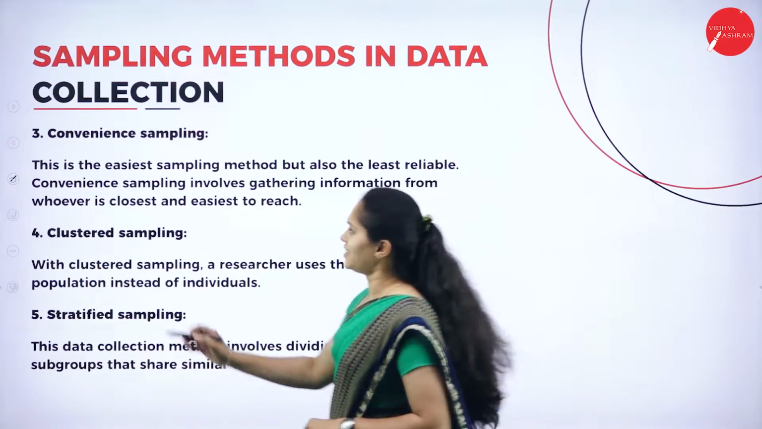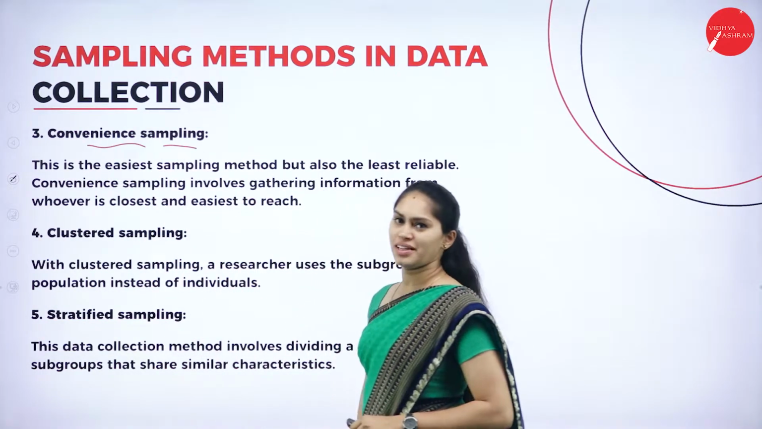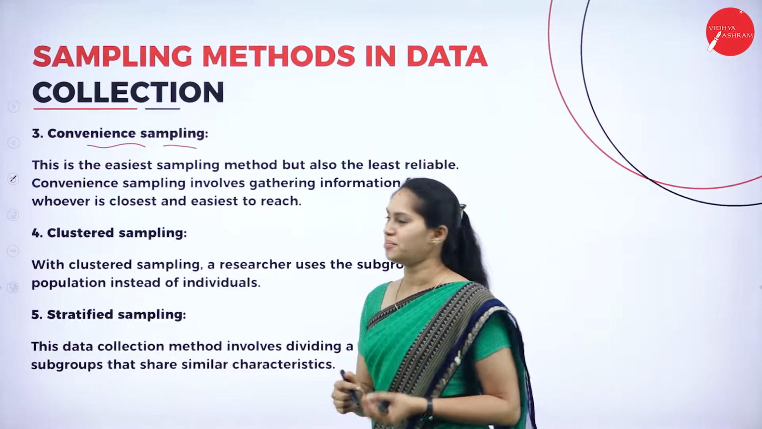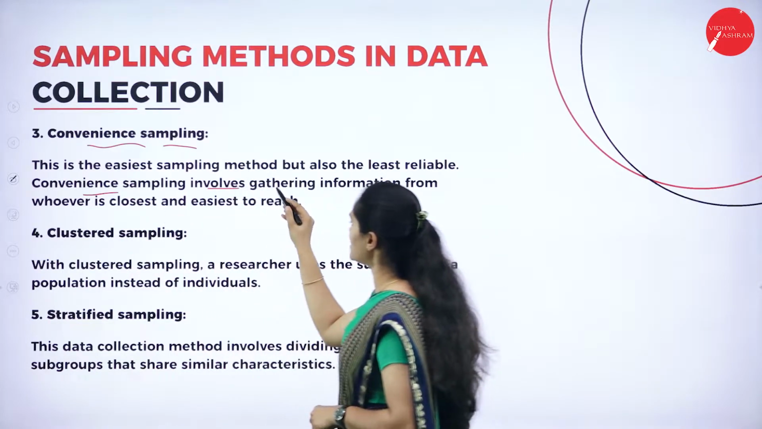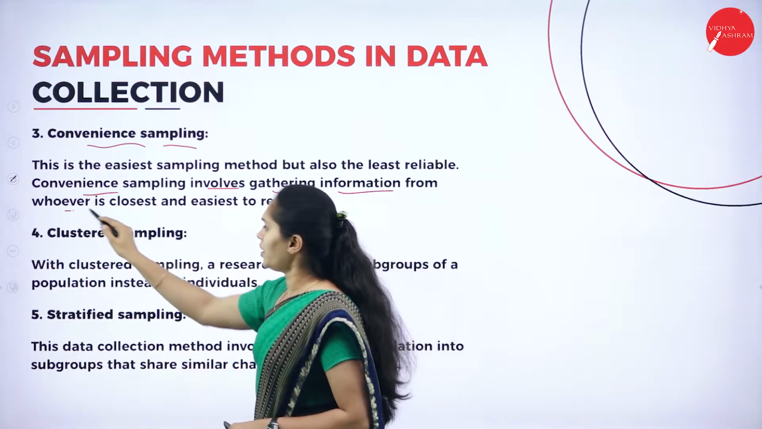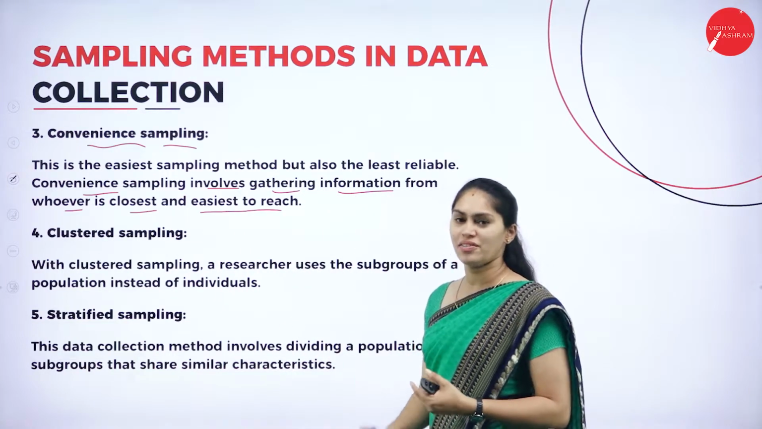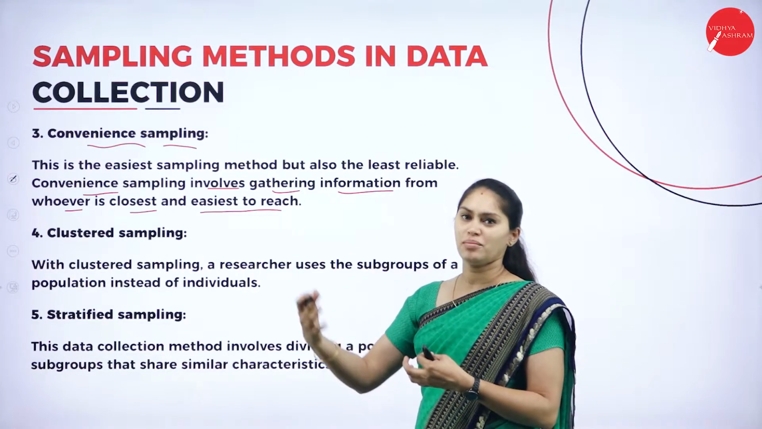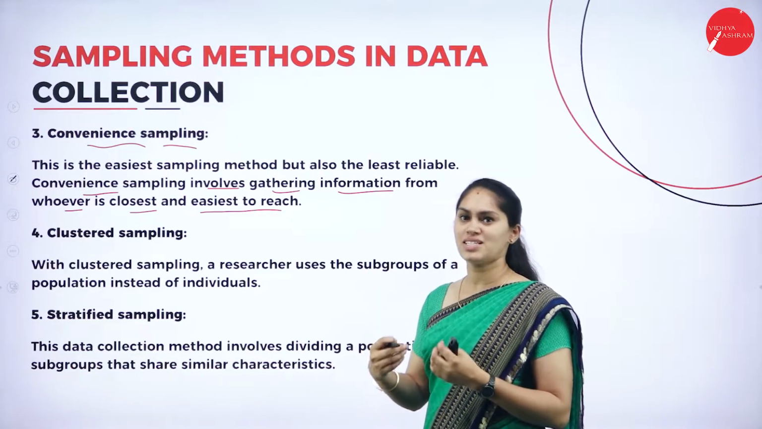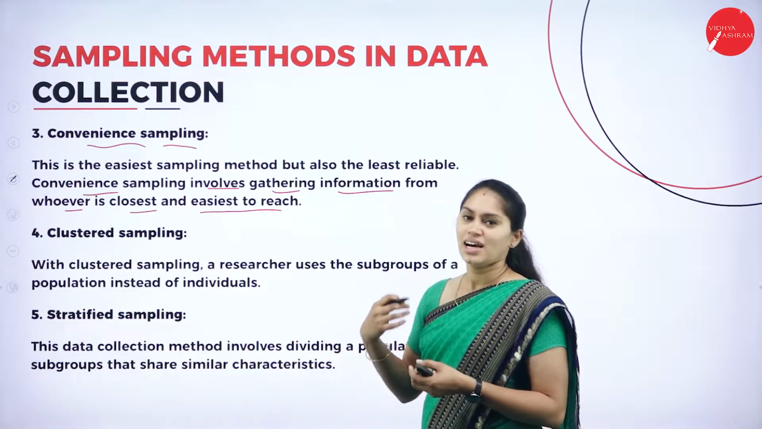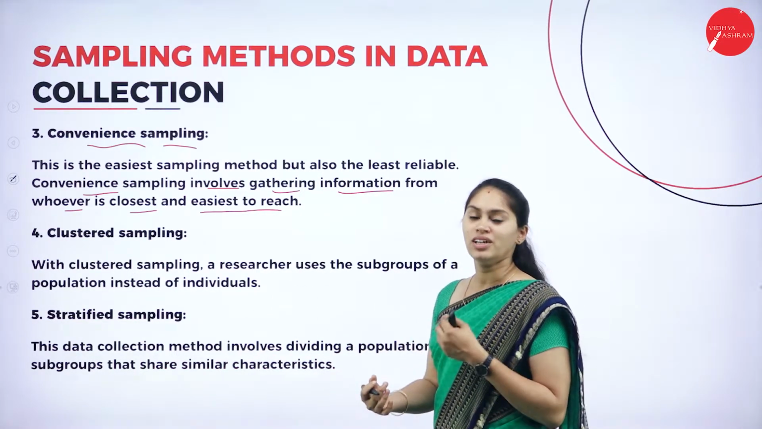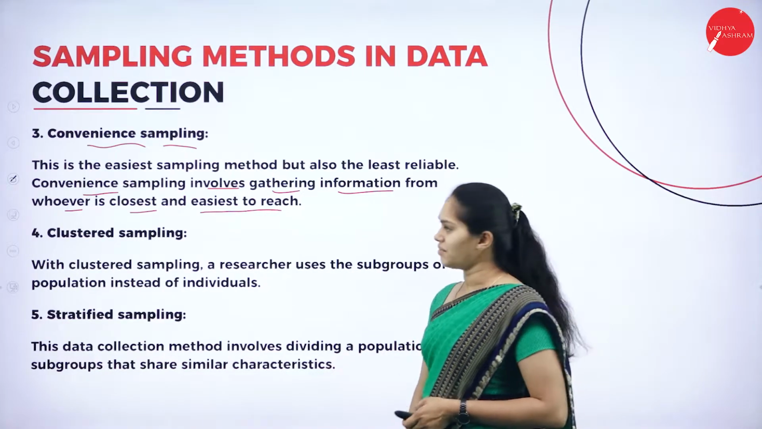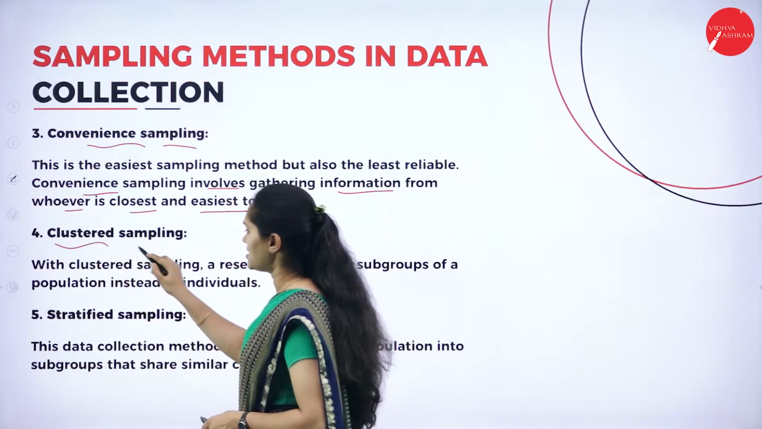We'll see the next method, convenience sampling. As the name indicates, I just collect the samples which are convenient for me. Convenience sampling involves gathering information from whoever is closest and easiest to reach. For example, in a college, instead of calling anybody who is not there, I will just ask the person right beside me. That makes it easy for me to get the data. That kind of sampling method is termed convenience sampling.